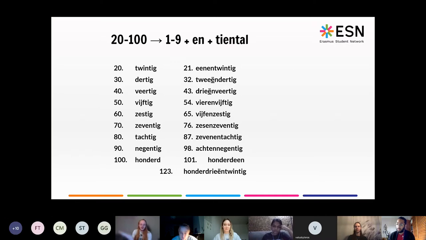One more thing. You might have seen this umlaut here and might have gotten scared. I guess like, oh, does Dutch also have umlauts? What? I wasn't told about this. And we don't really.